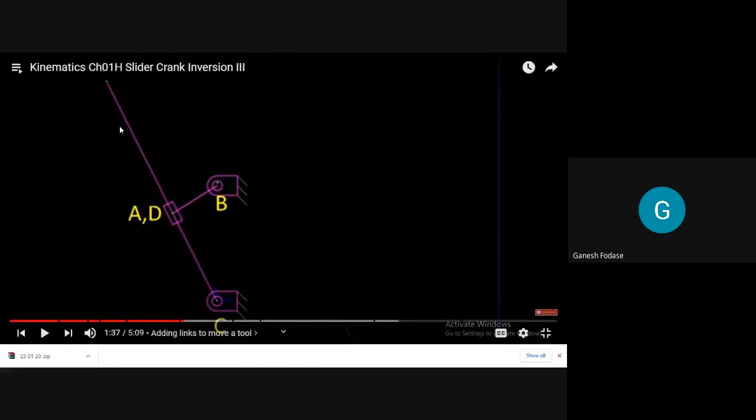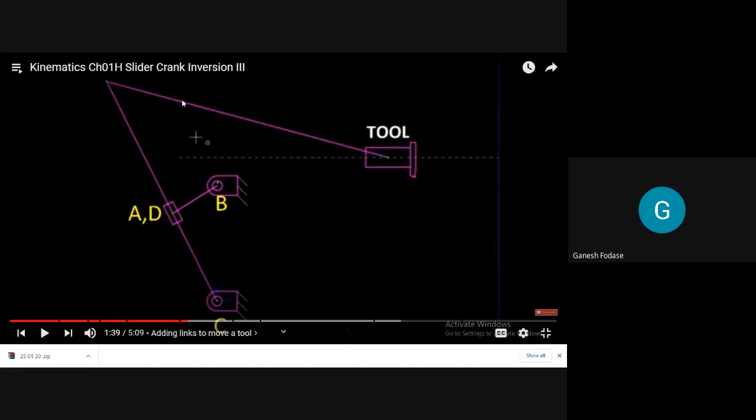Now, in order to use this mechanism, we add some links to it, as I told you in the slides. You can see this is our mechanism: link number 3 or BC, the slider, the crank, and this slotted frame, or you can say guide. Why do I say guide? Because the slider has a reciprocating motion with respect to the guide, this oscillating link. Then, in order to use this mechanism, we add an additional link called the connecting link, and at the end of that link we attach some tool.